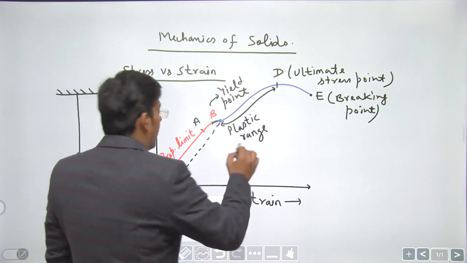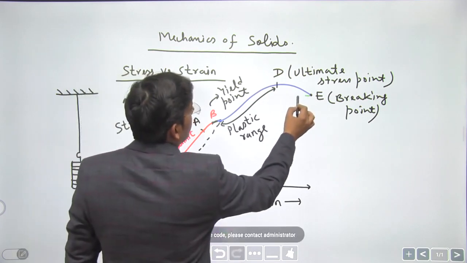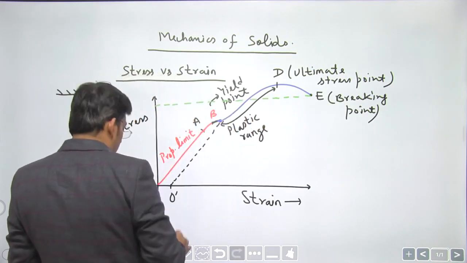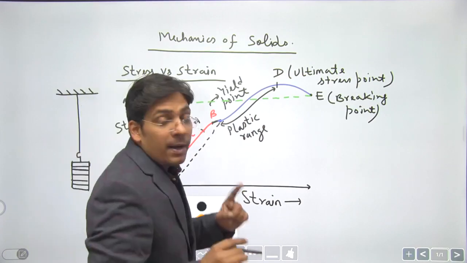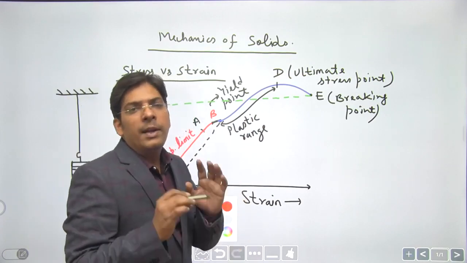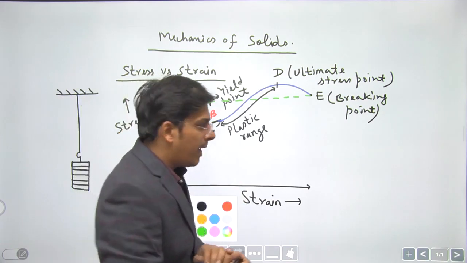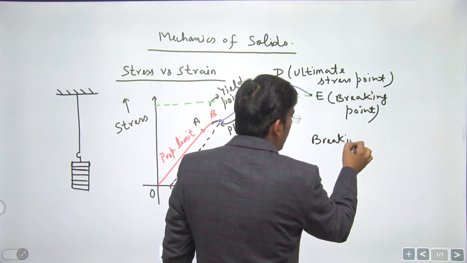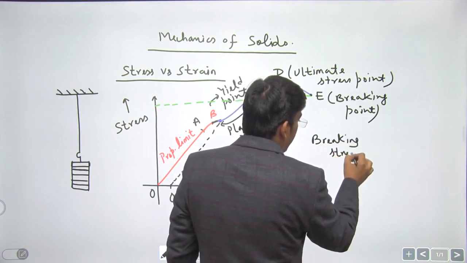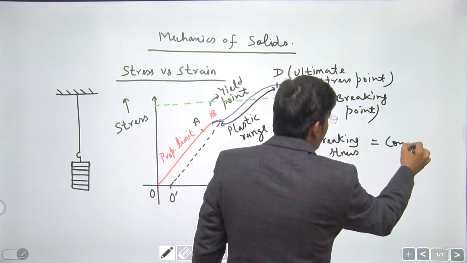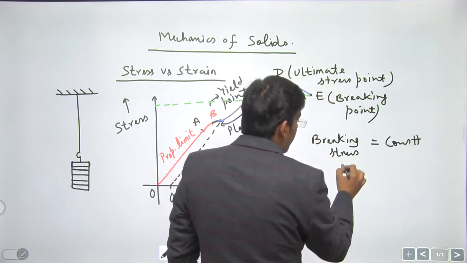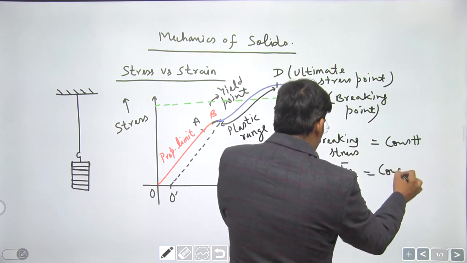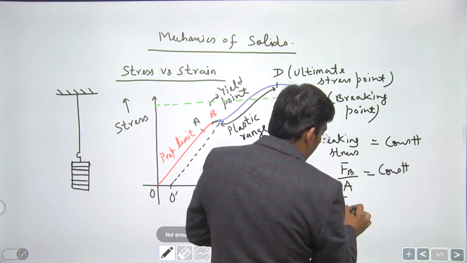One important thing is that the stress corresponding to this breaking point is called breaking stress, okay? And breaking stress does not depend on the area of cross section of the wire. It only depends on the nature of the material of the wire. So breaking stress is constant for a particular material. But what about the breaking force? Breaking stress is constant, but breaking force is not constant. So breaking force is proportional to area of cross section.